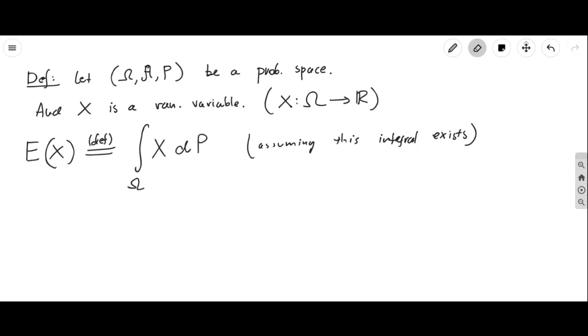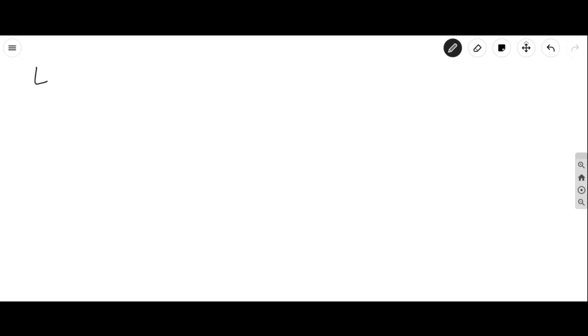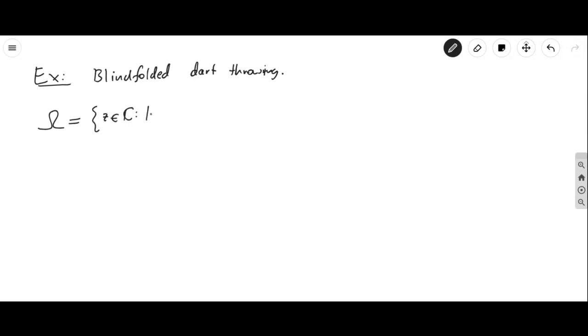So let's show an example. I'm going to go back to this example that we did before. This was our example. We had blindfolded dart throwing. Our sample space consisted of complex numbers with norm bounded by 1. We had a sigma algebra that I'm not going to write out. This was the sigma algebra that was generated by all of the polar rectangles. And then you had a probability measure that if you have a polar rectangle, which I'll just draw like this. This is a polar rectangle.